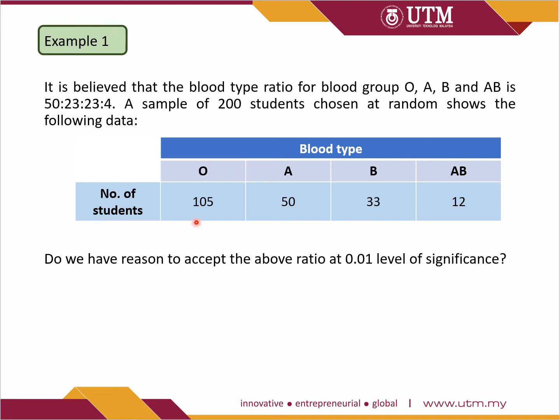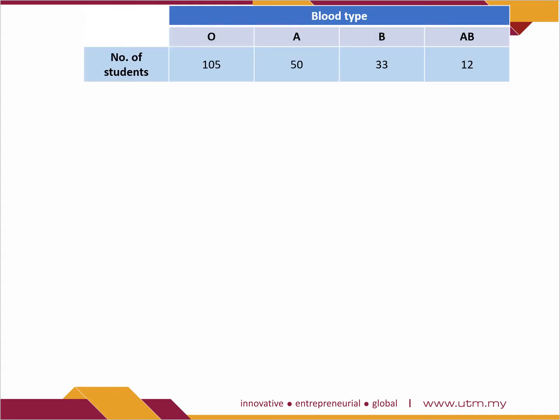From the sample chosen, we have 105 students that have blood type O, 50 students have blood type A, 33 students have blood type B, and 12 students have blood type AB. So now, do we have reason to accept the above ratio at 0.01 level of significance? From the problem, these frequencies are denoted as our observed frequencies, given as Oi.